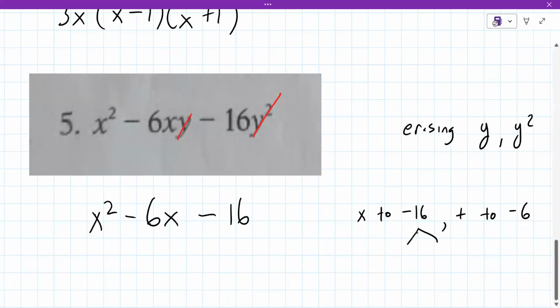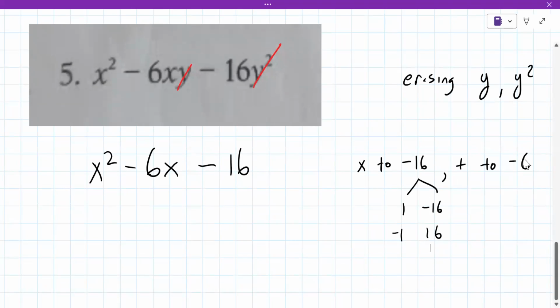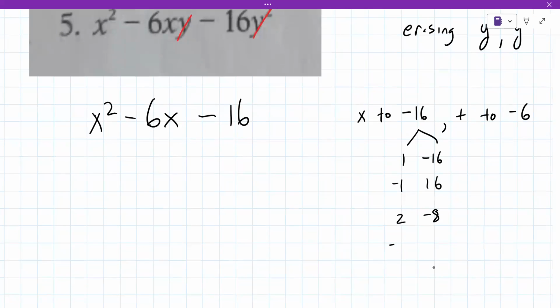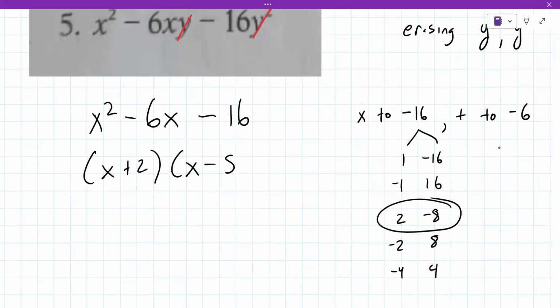Let me help you out here. So the list is like 1 and -16, -1 and 16, right? But neither of those add up to positive or -6 in this case. 1 minus 16 is -15, -1 and 16 is +15. You have to make an organized list. So 2 and -8, -2 and 8, -4 and 4. Do any of these add up to -6? Oh, no, it would be 2 and -8. Yeah. There we go. So you write x plus 2, x minus 8.